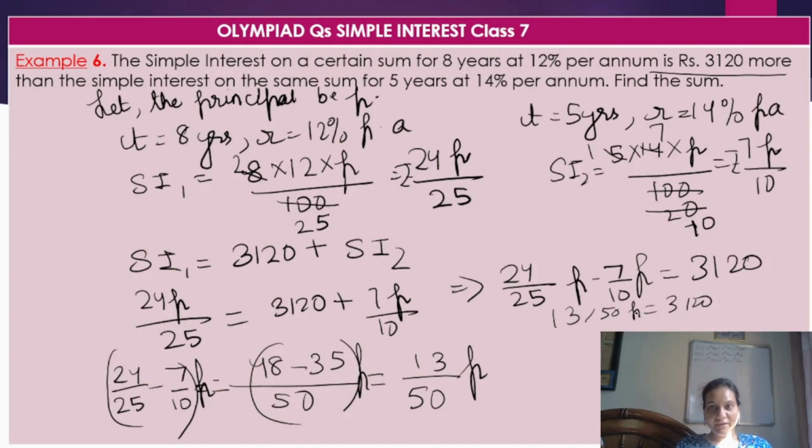Now what will be the value of p? Where do I calculate? Let me calculate here. P is equal to 3120 divided by 13/50. So if I do this, then 3120 into 50 divided by 13 will come.